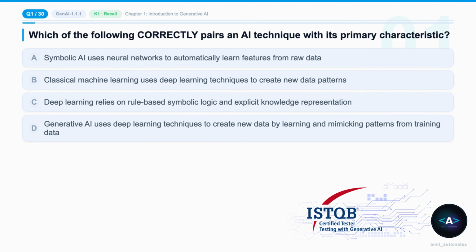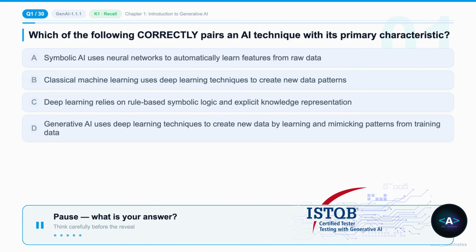B. Classical machine learning uses deep learning techniques to create new data patterns. C. Deep learning relies on rule-based symbolic logic and explicit knowledge representation. D. Generative AI uses deep learning techniques to create new data by learning and mimicking patterns from training data. Take a moment. What is your answer?